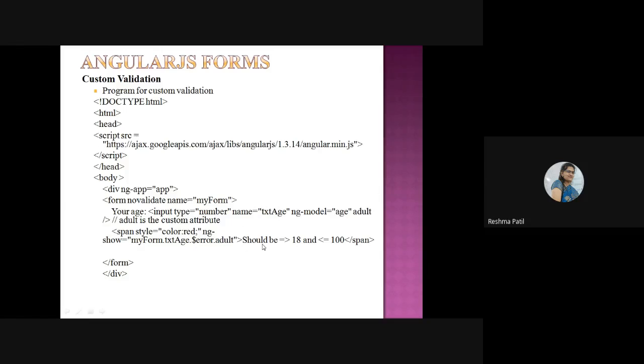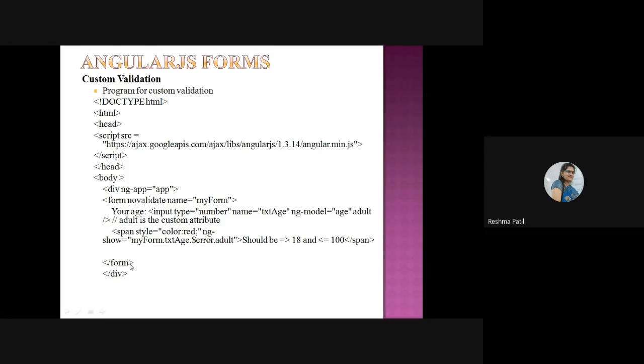It should be greater than or equal to 18 and less than or equal to 100. Means we have to enter the age between this limit only. If you enter an age below 18 or greater than 100, then it will show this error in red color. So this is the end of form and division.